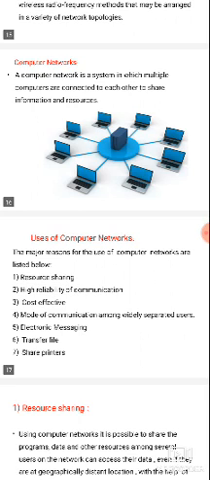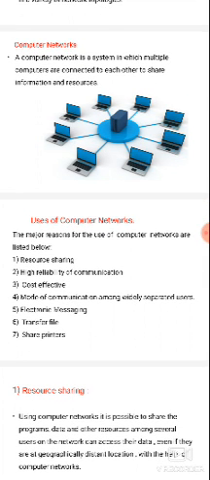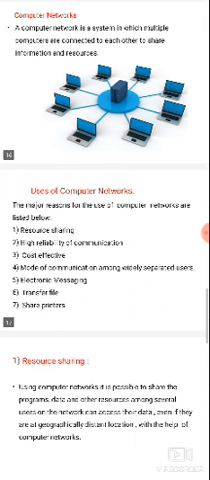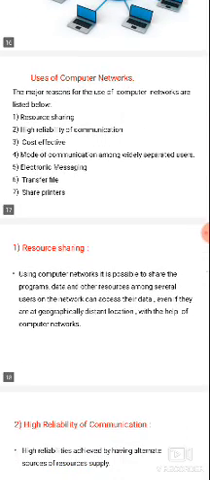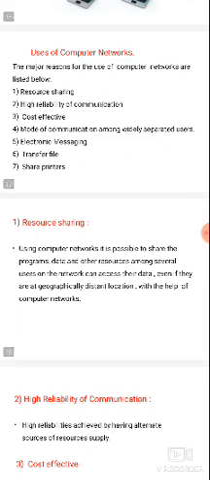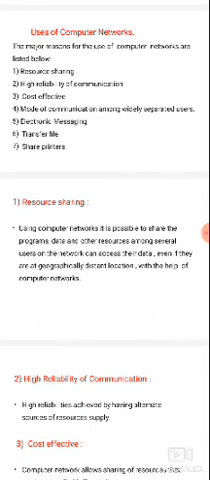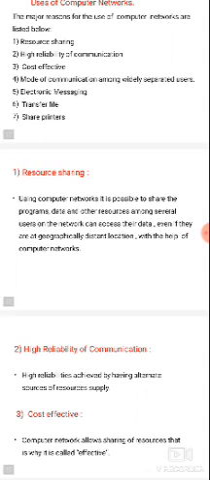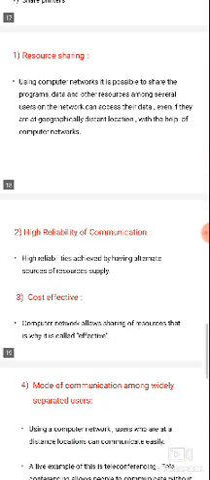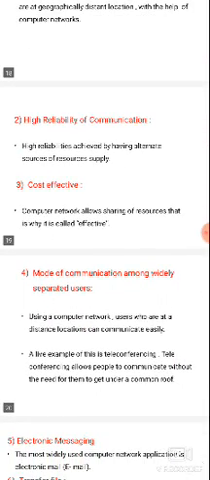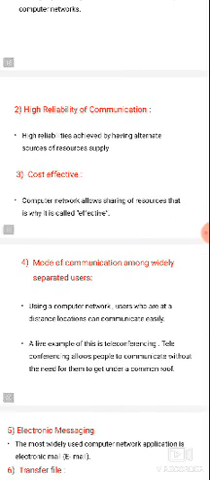Next, the main advantages of a computer network are high data transmission, high security, resource sharing, and being cost effective. Another is a mode of communication among widely separated users: electronic mail, file transfer, and printer sharing. Resource sharing means it is possible to share resources, programs, and data among several users on the network, who can access data even when they are in geographically different locations. High reliability is another advantage.